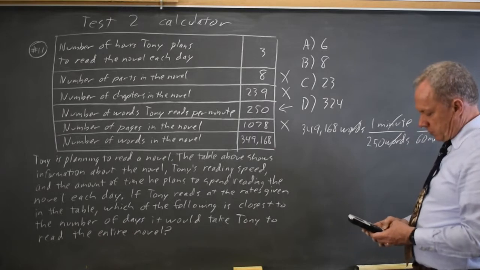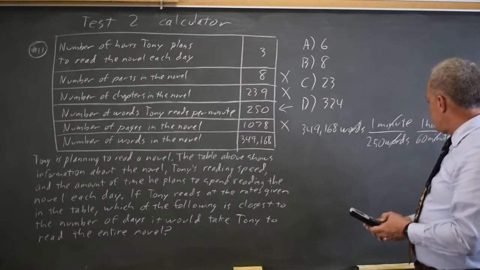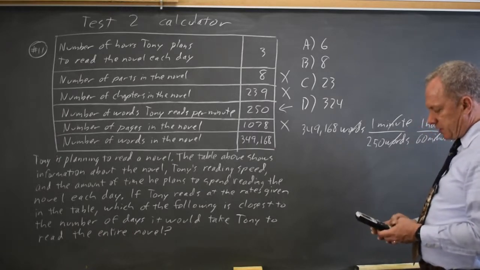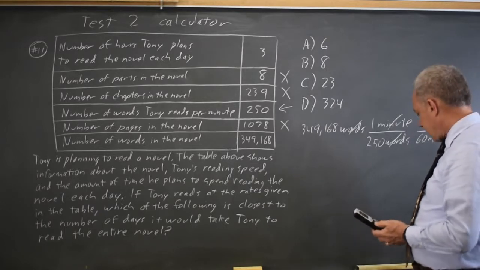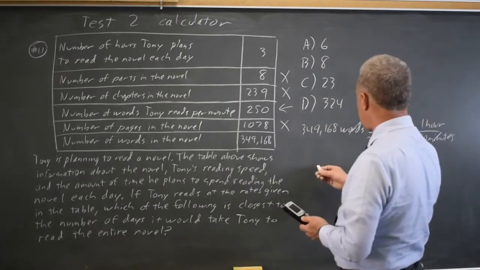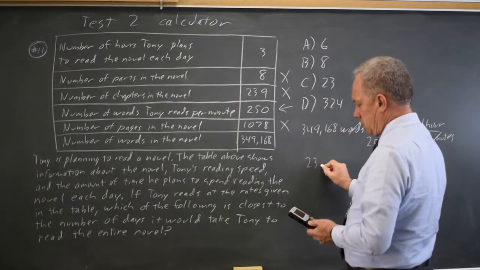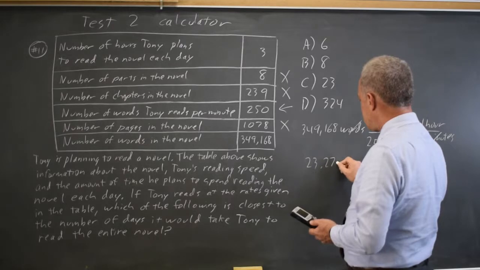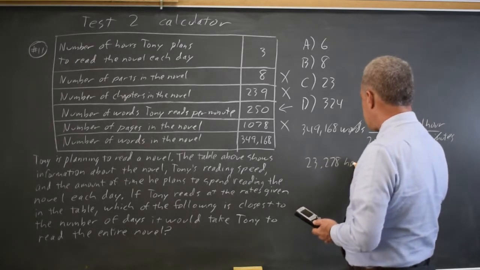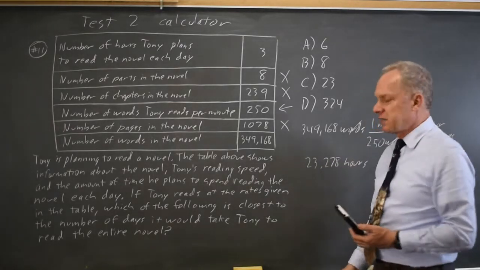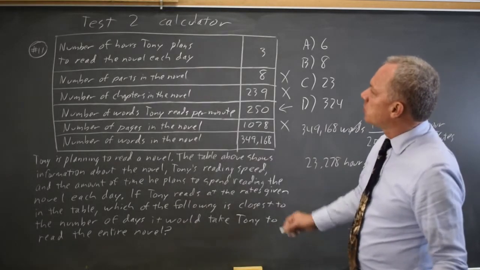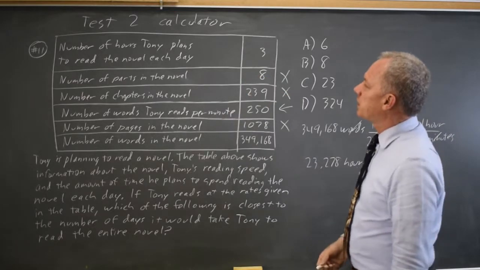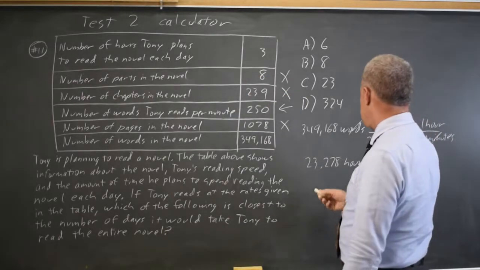349,168 divided by 250, and then that answer divided by 60 tells me we have 23.278 hours. That's probably more precise than I need. And the question is how many days? And we're told Tony reads 3 hours per day.